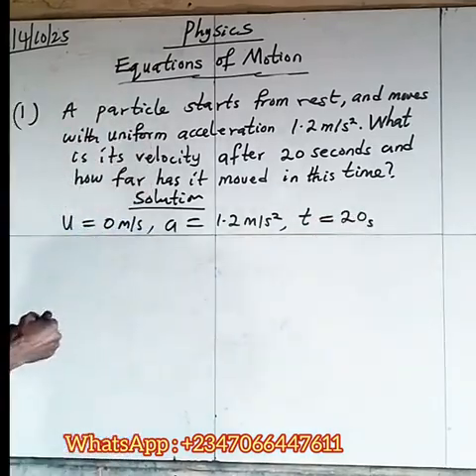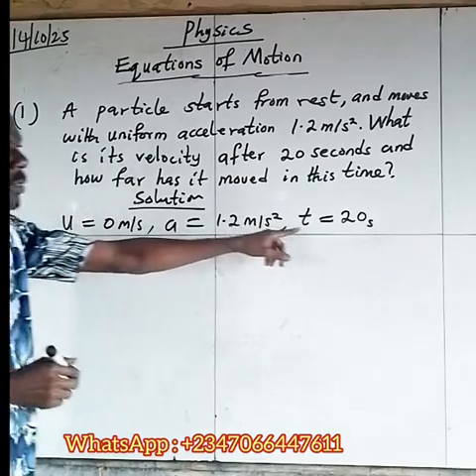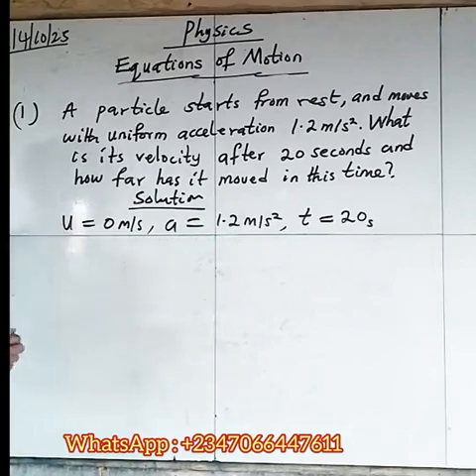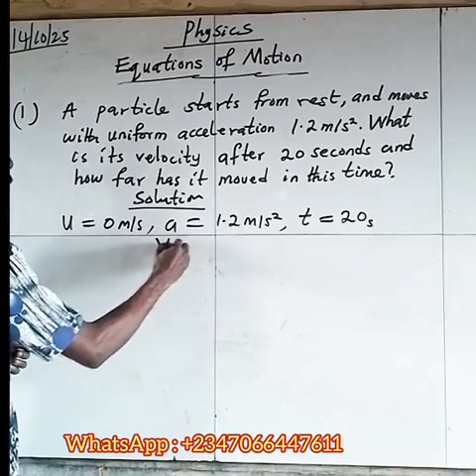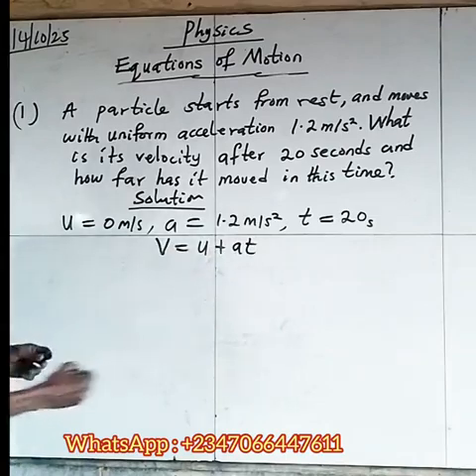So let us look at the equations. Which of the equations do you think we are going to use to obtain the final velocity? Let's look at the equation that has a relationship between acceleration, time, and the velocity. And of course, we have equation 2, which is v equals u plus at.